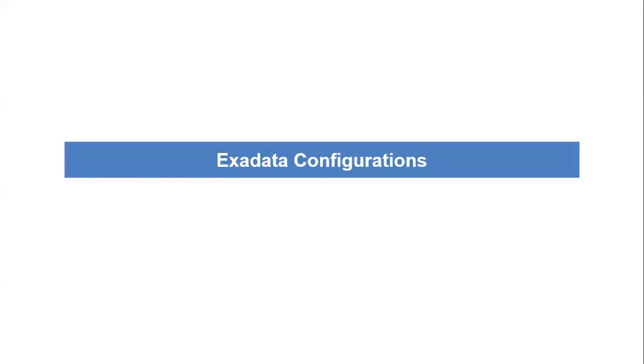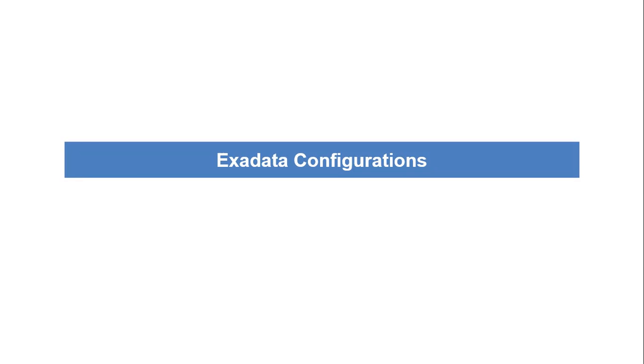Exadata is available in different configurations for the customers. So you have a low-end configuration, a mid-level configuration, and a high-end configuration. Each configuration has different price and performance characteristics. Based on your budget and workload requirements, you may purchase the base configuration, which is a low-cost configuration, or you may purchase a mid-level configuration, or you may purchase a high-end configuration.